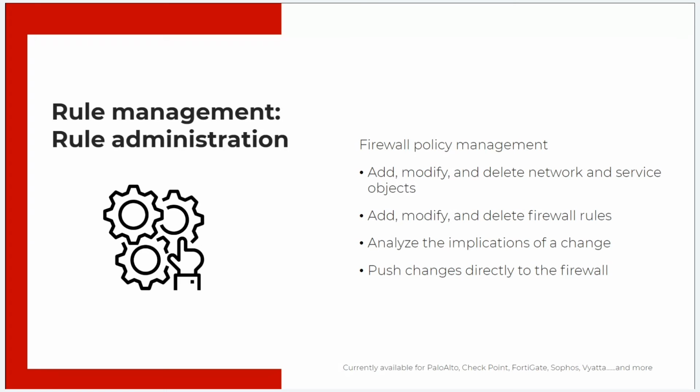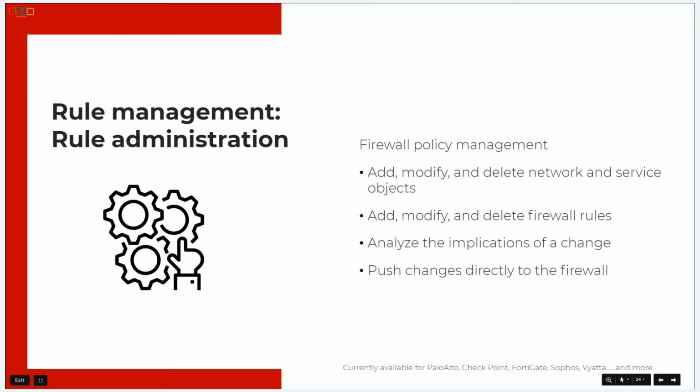So there are 4 major functions that you can perform using this feature, which would be to add, modify, and delete your network and service objects. You can add, modify, and delete your firewall rules. You can analyze the implications of a change, which is already covered in the rule impact analysis. However, we have an overlap of this feature, and we can analyze the rule impact reports right from here as well. And finally, we can push these changes directly onto your firewall device.